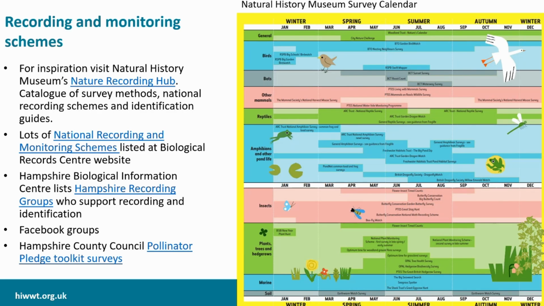And we've been working quite closely with Hampshire County Council and their Pollinator Pledge, which is both a network, and they've got some useful toolkit surveys available on their website. And there's some really useful monitoring surveys they've got with both guidance and the templates on that toolkit webpage. So, for example, a pollinator count survey is quite a useful way of monitoring pollinators on a particular site.